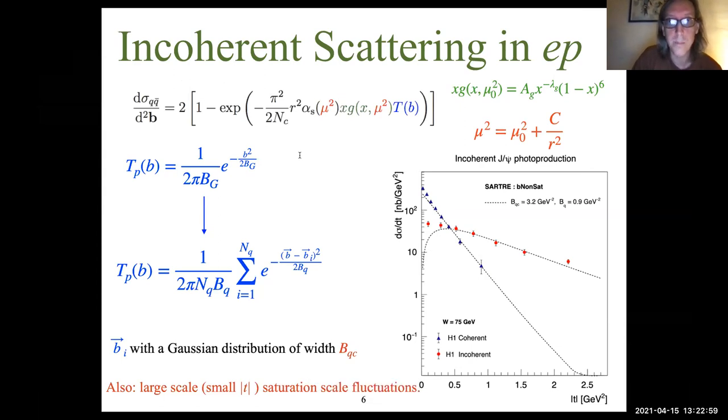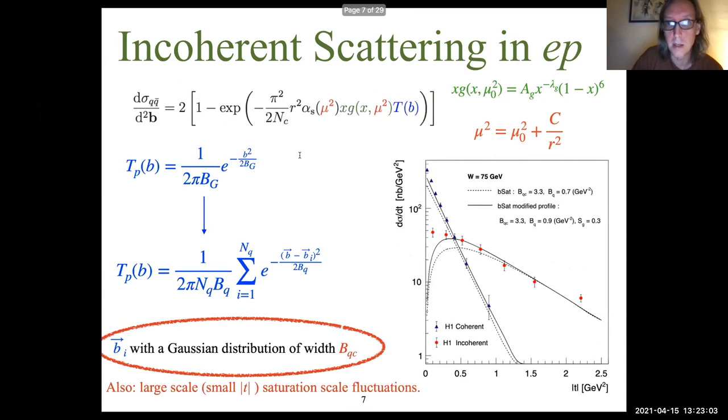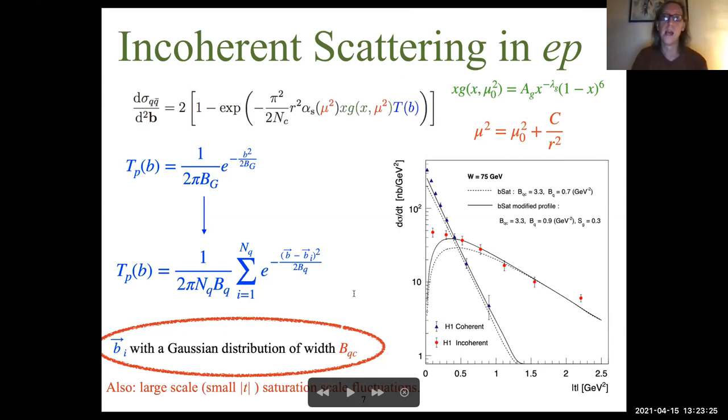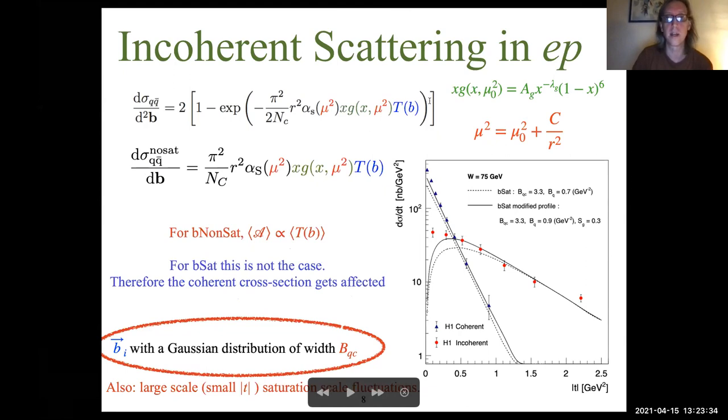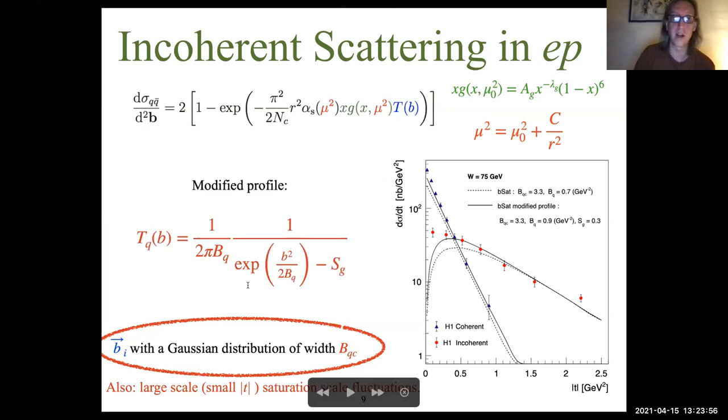So that's with B non-sat. If we go to BSAT, we see that we can also describe the incoherent cross-section fairly well. That's this dotted line, but the coherent cross-section gets affected. That's because we take the positions of the hotspots from a Gaussian profile, which is fine, but in the BSAT cross-section, the cross-section is not directly proportional to the profile. We have this exponentiation. For non-sat, that's not a problem, so the average of the amplitude is just the average of the gluon distribution. For BSAT, this is not the case. Therefore, we modify the distribution of the hotspots a bit with a modified profile. It looks a bit like a Bose-Einstein profile, where we have a minus sign here.